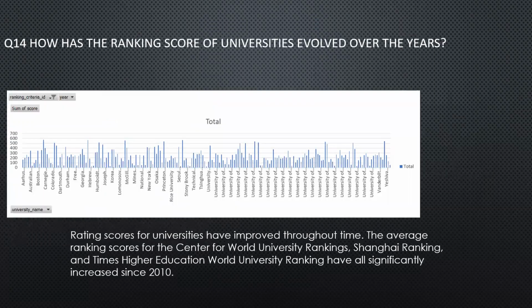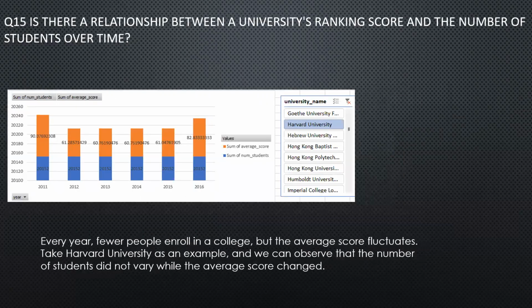So moving on to the next one. How has the ranking score of universities evolved over the years? Over time, universities' ranking scores have gotten better since 2010. The Center for World University Ranking, Shanghai Ranking, and Times Higher Education World University Ranking have all experienced a significant increase in their average ranking scores, which is a pretty good thing for the last years. So moving on to the last question.